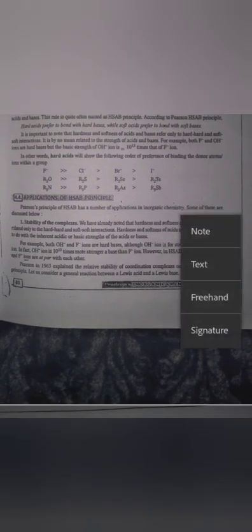Now, Pearson's hard soft acid base principle. Pearson proposed a simple rule for predicting the stability of coordinate compounds formed between an acid and a base. It is important to note that the hardness or softness of acids and bases refers only to the nature and source of interaction. It is by no means related to the strength of acids and bases. For example, both F negative and OH negative ions are hard bases, but the strength of OH negative is 10 power 13 times that of the fluoride ion.